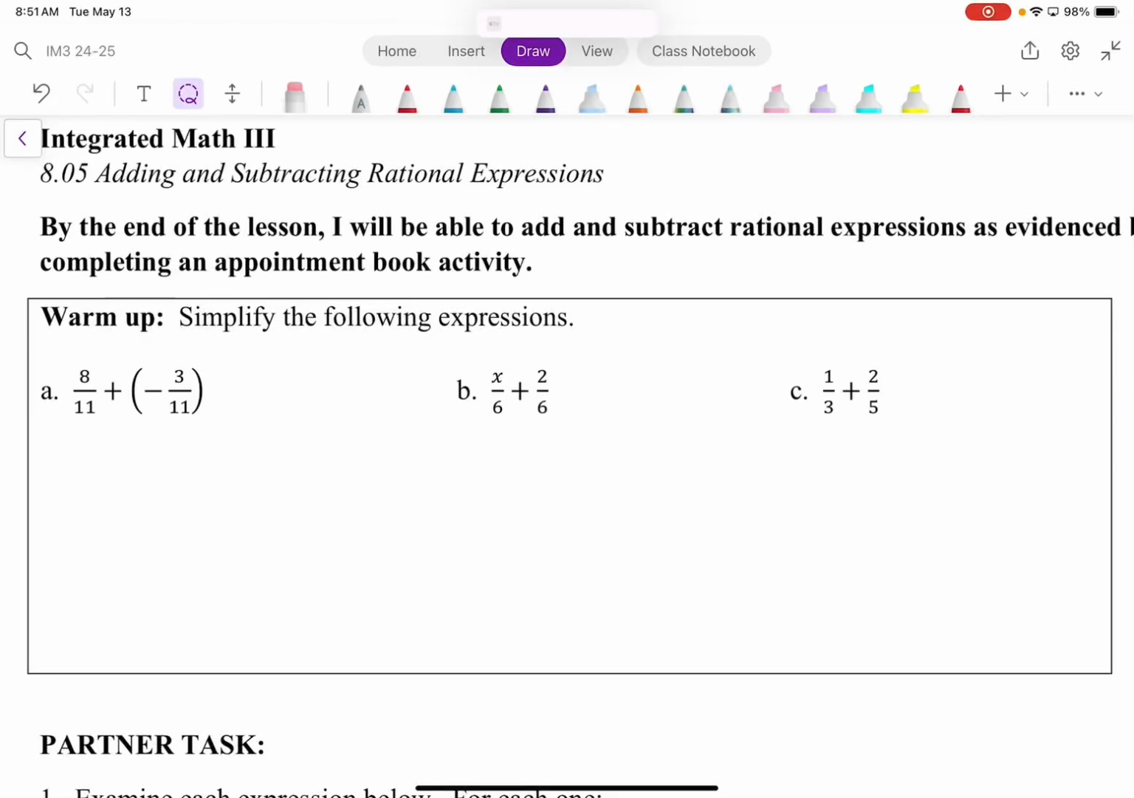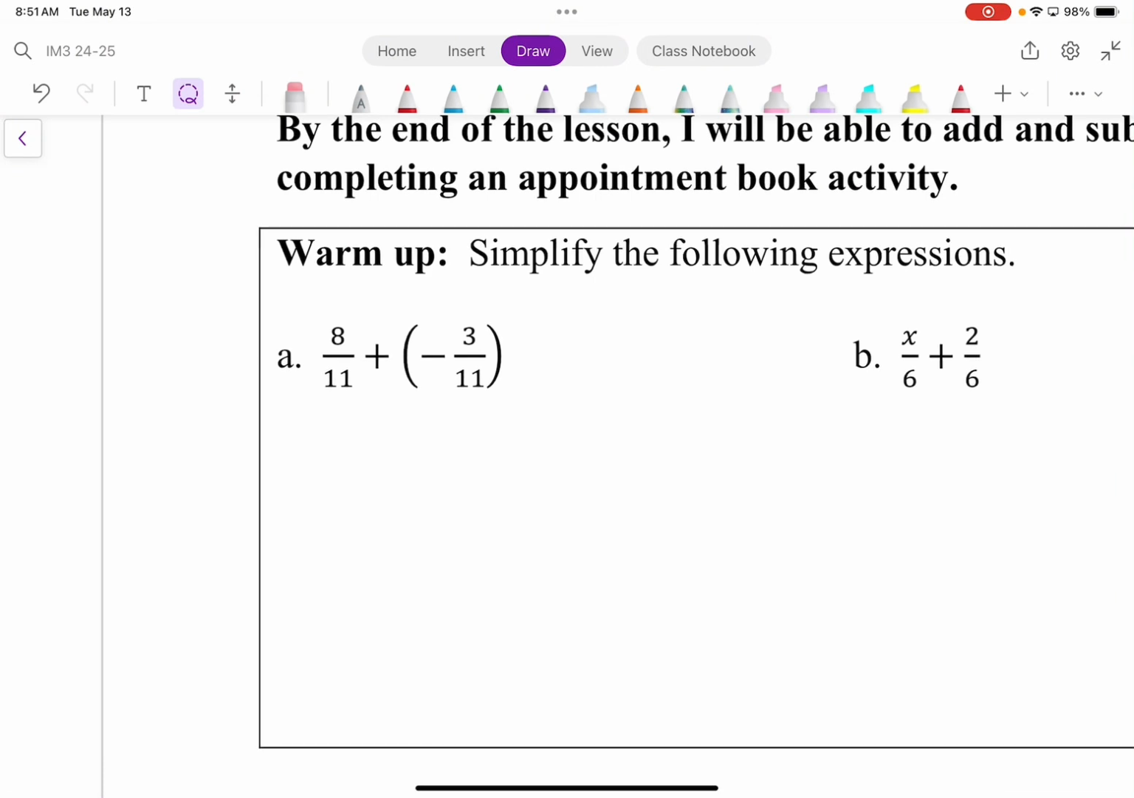Okay, so as you guys can see from the warm up, a lot of the work that we're going to do today is going to revolve around adding or subtracting fractions. So let's talk about what needs to happen in order for us to be able to add and subtract fractions. I'll let you guys know right now that you will need a common denominator. You cannot add or subtract fractions unless you have a common denominator.